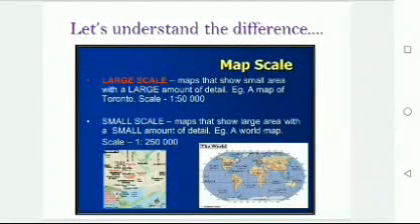As we have seen what large scale and small scale maps are, let's see what the actual differences are. A large scale map shows a small area with a large amount of detail, and a small scale map shows a larger area with a small amount of detail. You can see the scale like 1:50,000 is the scale of a large scale map, and 1:250,000 means 1 centimeter on the map shows 50,000 centimeters on the ground.